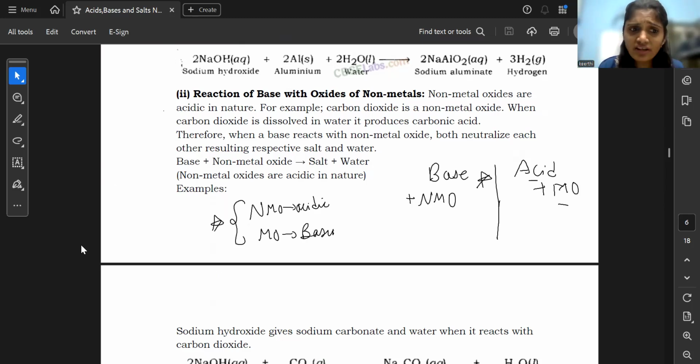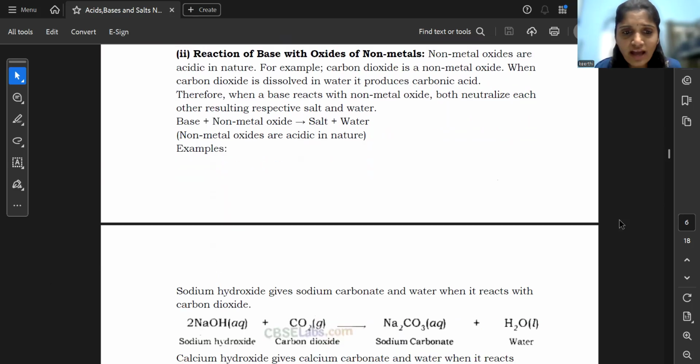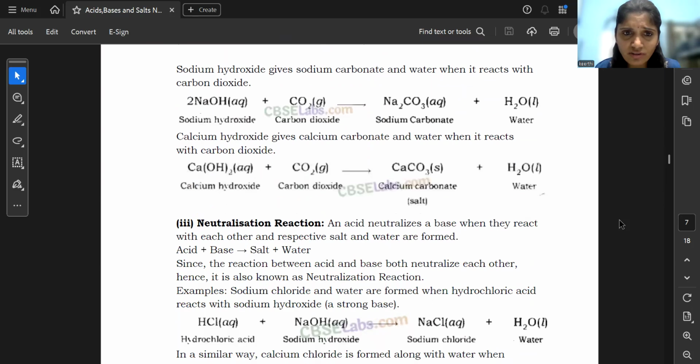Let us see the reactions for this. Now you have the reactions here. Please see here. What is happening here? You have a base in front of you, which is sodium hydroxide. As it is a base, it will react with non-metal oxide, because non-metal oxides are acidic in nature, and form sodium carbonate plus water. So it is almost a base plus acidic compound reaction.